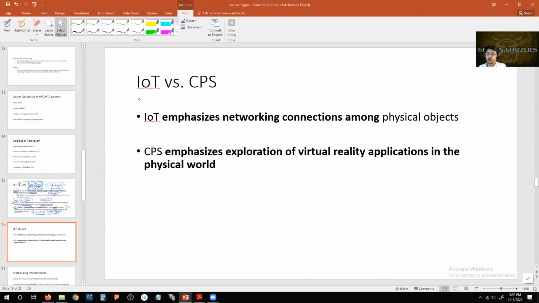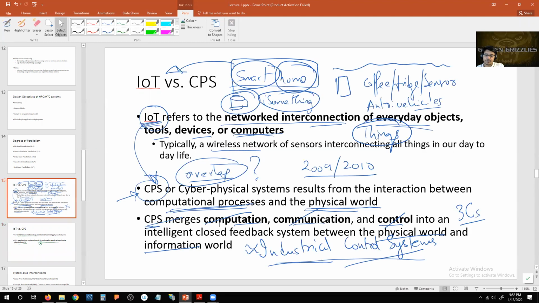All right, so again, to recap what we just discussed, IoT emphasizes networking, whereas CPS emphasizes the exploration of applications in the physical world. If you develop an application which merges, and this is the important part to pay attention to, computation, communication, and control into a closed feedback system between the physical world and the information world, okay, that is essentially the differentiating factor.